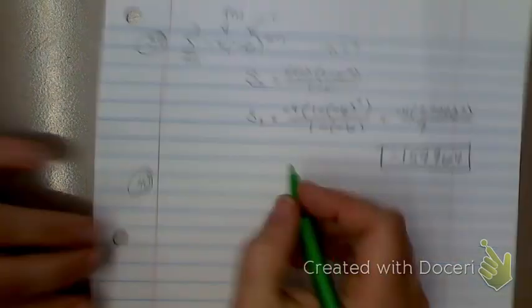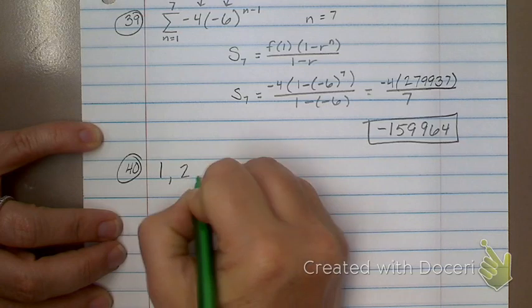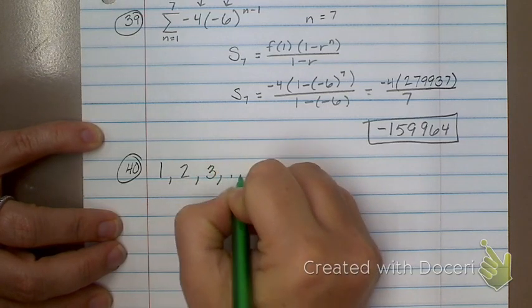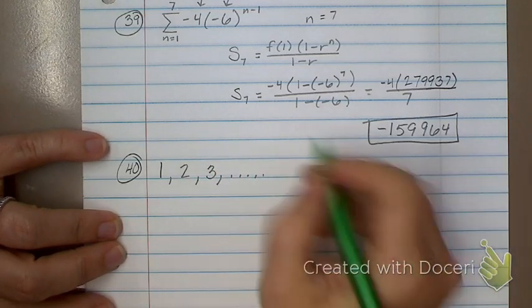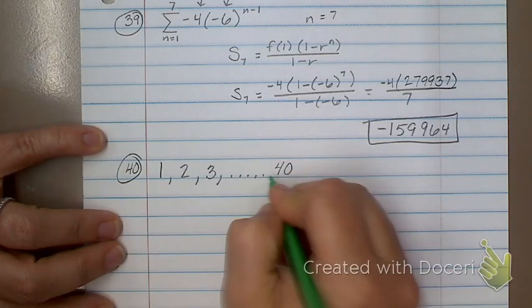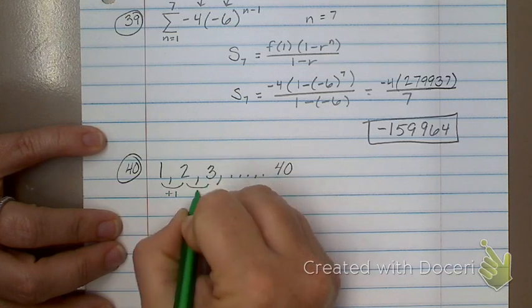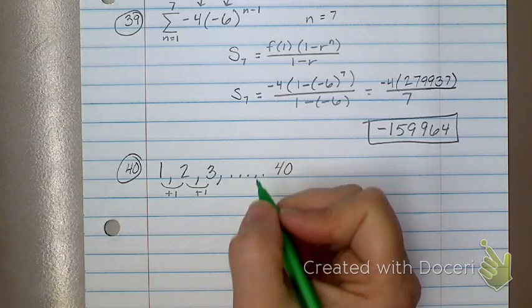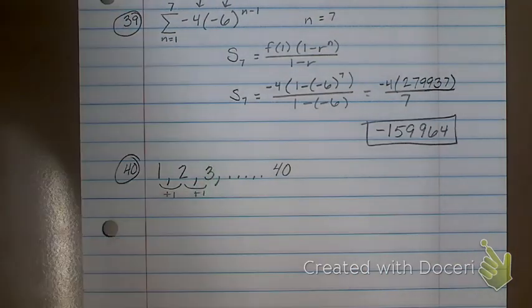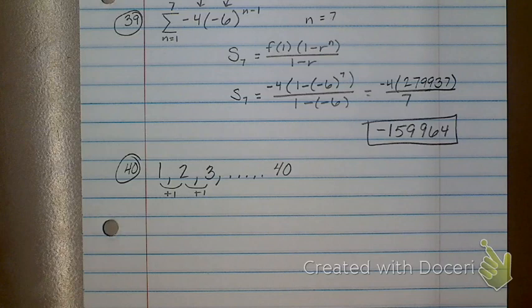So the first row has 1 brick, the second row has 2 bricks, the third row has 3 bricks, and so on and so on, all the way into the 40th row, which will have 40 bricks. So I need to add that all up. What we have here is arithmetic because we're doing +1, +1, and so on. So I'm going to use my arithmetic sum formula to find how many bricks we're using.